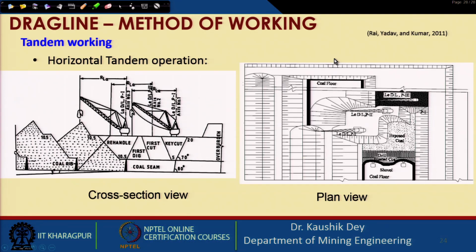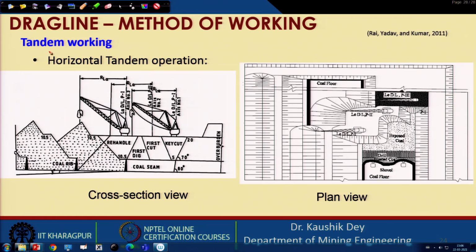The next method is the tandem method. In the tandem method we are basically deploying two draglines. The first dragline takes the material and gives it to the second dragline, and the second dragline finally shifts the material to the dump.